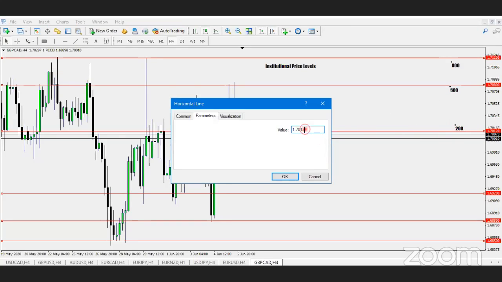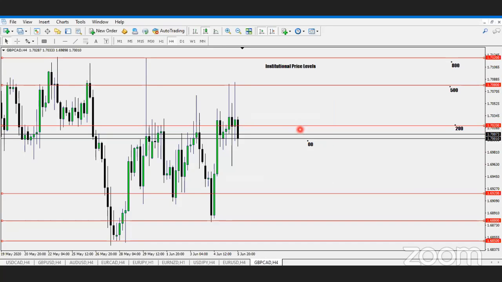Oh, sorry, I made a mistake on this one. This is supposed to be the 200. And we can just add the rest of these over here.